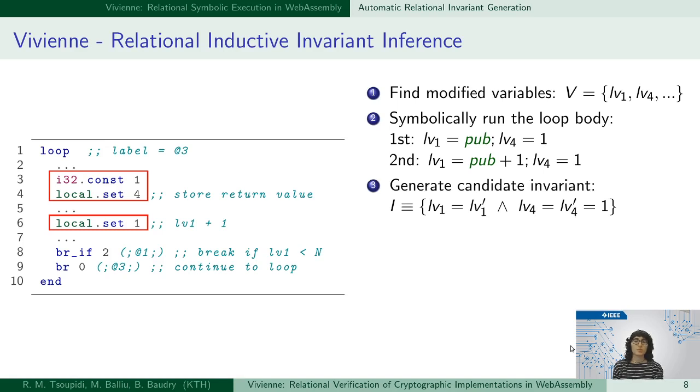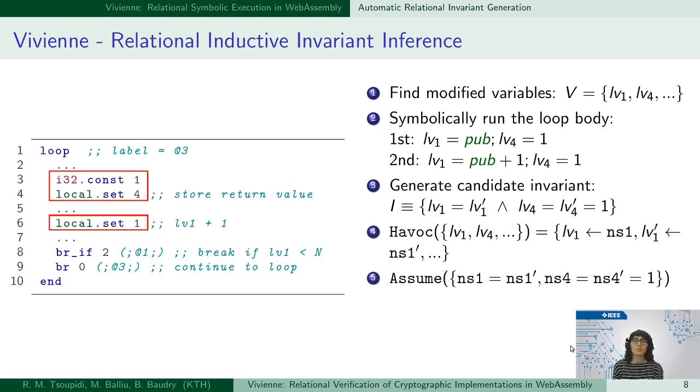With that information, we generate an invariant that indicates that variable LV1 is public and that LV4 is public and equal to 1. Then we assign fresh symbolic values to all modified variables. We assume that the invariant holds. Then we run our analysis to identify timing vulnerabilities, and finally check that the candidate invariant we inferred is valid.